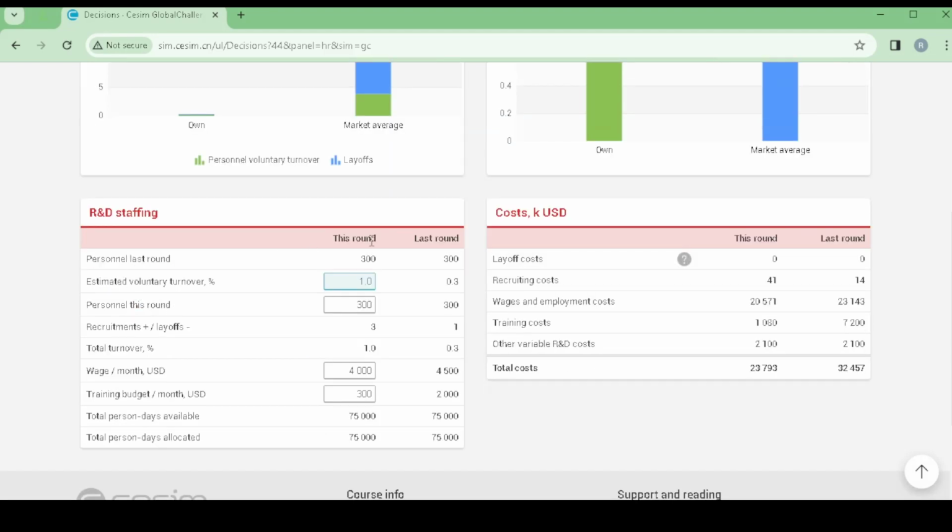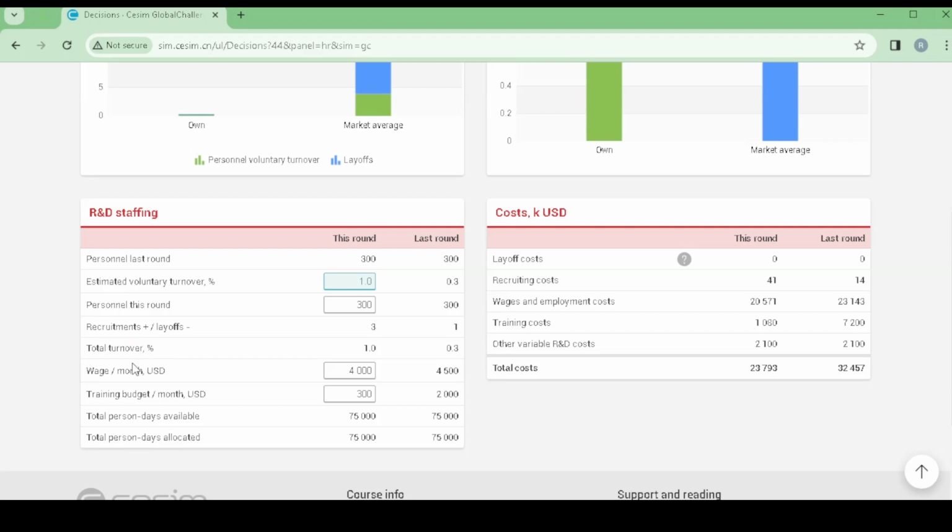So this round we are being told a personnel of 300, last round a personnel of 300. You have a chance to change, maybe if you have to increase or reduce. Then second part, we have the estimated voluntary turnover in percentage. You have been given 1.0. In the last round, it was 0.3. Personnel this round, 300. Then you have the recruitments, positive, or layoffs in negative. Then you have the total turnover in percentage.